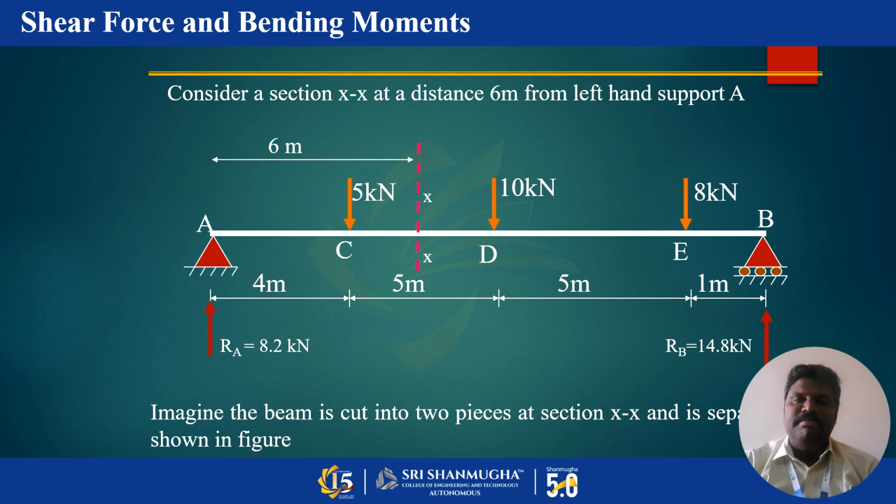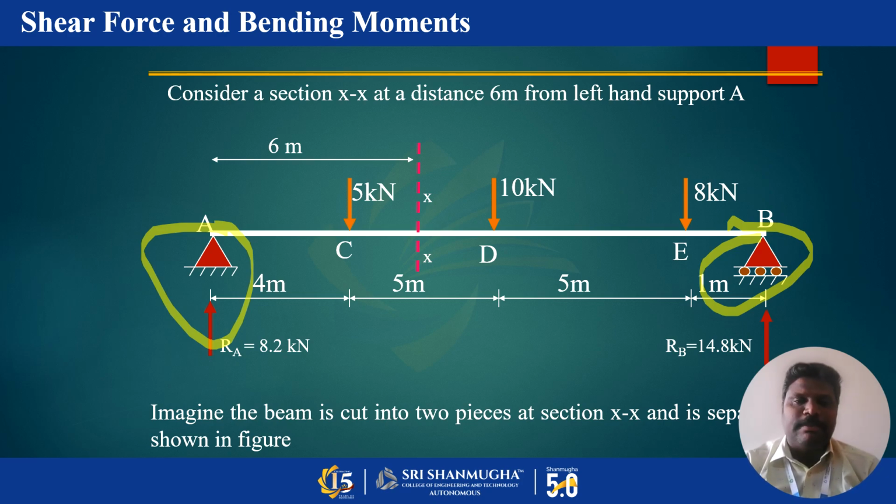Imagine this beam is cut into two pieces at a section X, separated by a dotted line. It's a simply supported beam, where one end is hinged and the other is a roller. There are 3 point loads acting on this beam. From the left support, the load at point C, 4 meters away, is 5 kilonewton; at 9 meters it is 10 kilonewton; and at 14 meters, the load acting at point E is 8 kilonewton.